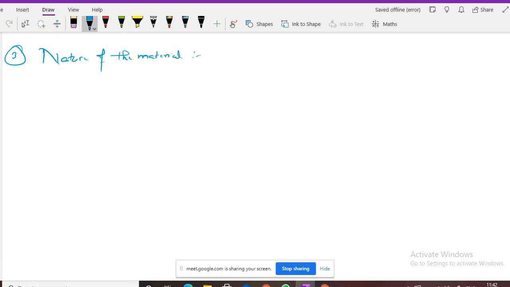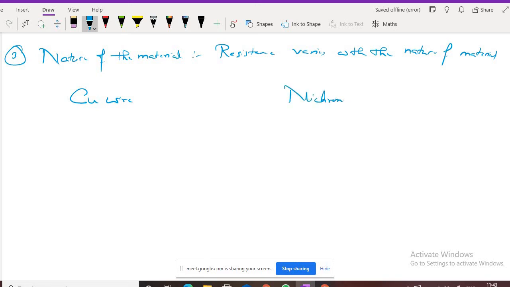So remember, resistance varies with the nature of material. Yes or no? My dear, if you want to do the household connections, or you want to light a bulb, what will we use? We will use a copper wire. But we will not use a nichrome wire. We will not use a nichrome wire.